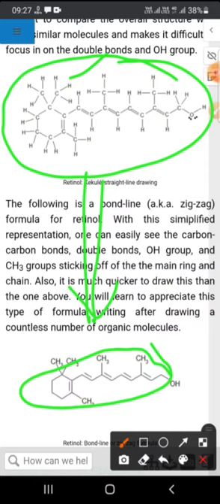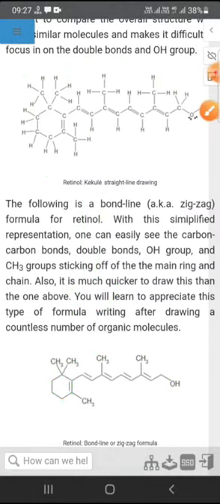We have to assume that this line or this dot has carbon, and hydrogen is there. This is the carbon, and to satisfy its valency, hydrogen is there. So that is the structure of retinol. We can draw it in a zigzag representation.